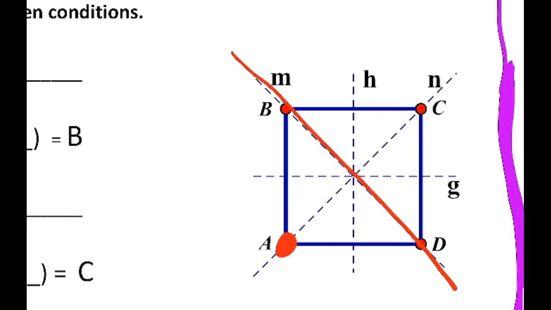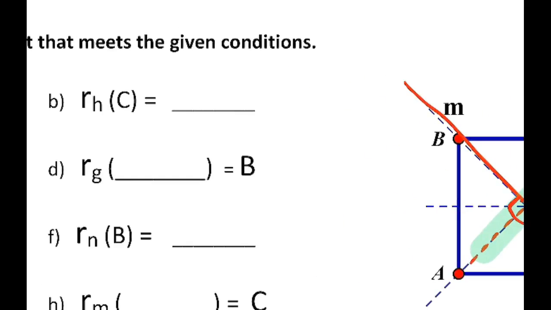So whatever you're reflecting over, if this is the path you're taking, right here, it has to be perpendicular to the line you're reflecting over. You can't go a different way. It has to be 90 degrees, which puts you right on point C.